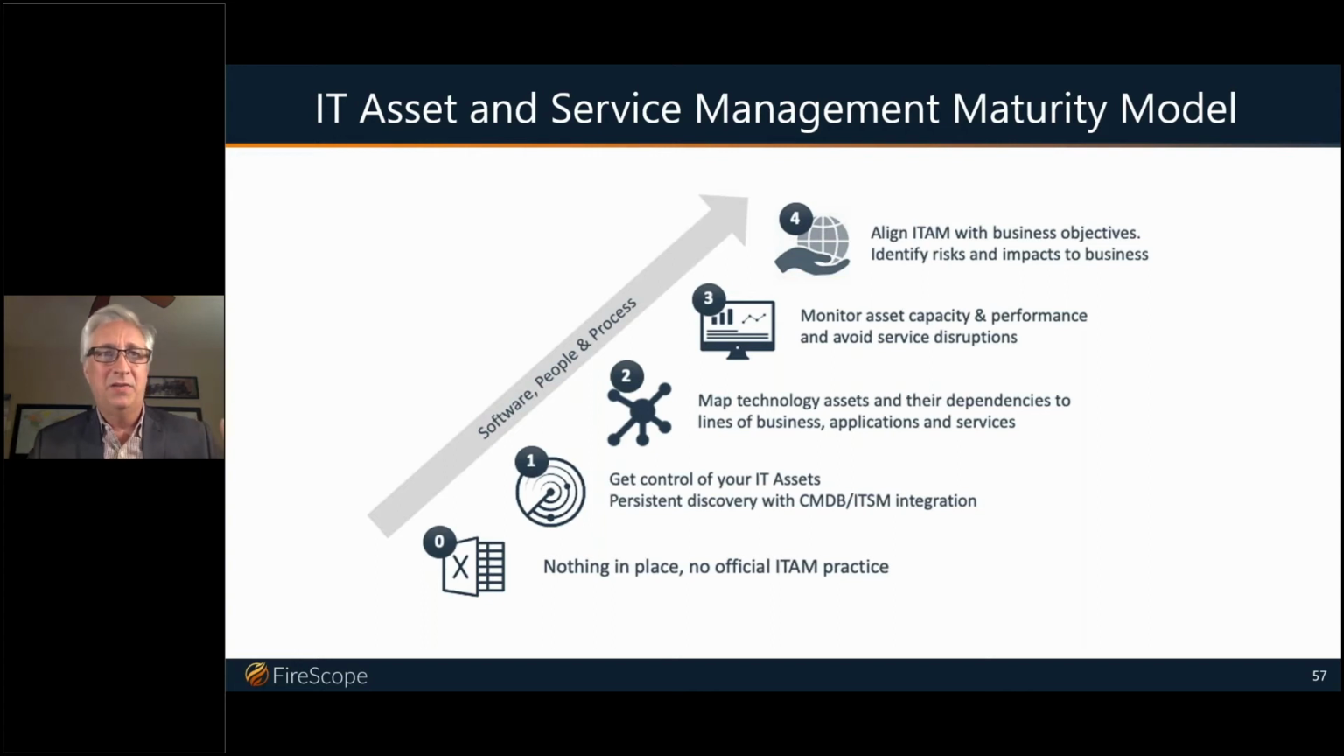So let me ask you something. Regardless of what level you think you are, a strong discovery and dependency mapping solution integrated with your CMDB and ITSM solution will get you to level 2 and well on your way to full maturity. Before I go to the next slide, ask yourself where you think your maturity level is, and then ask yourself what level your executives expect you to be. Most likely there's a pretty large gap between those two expectations.